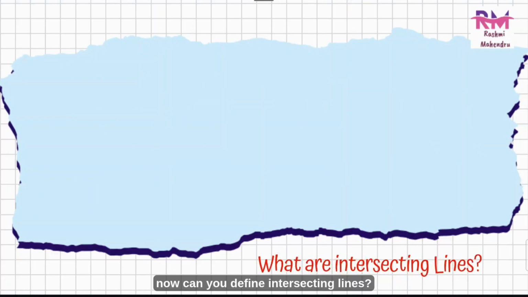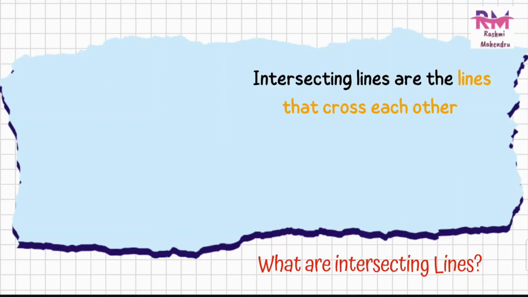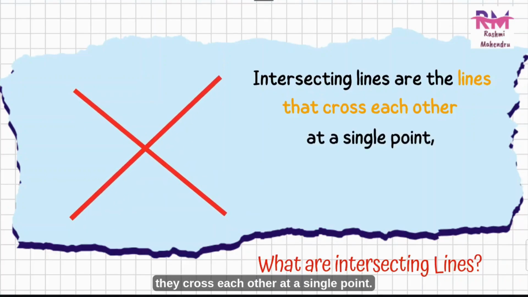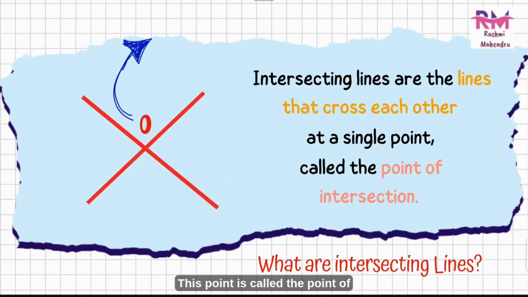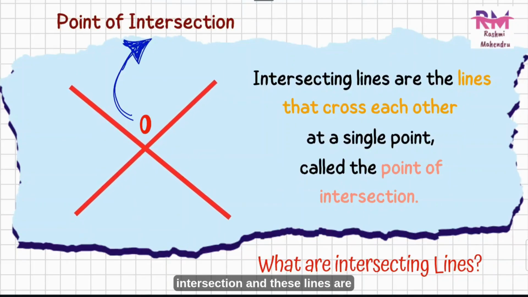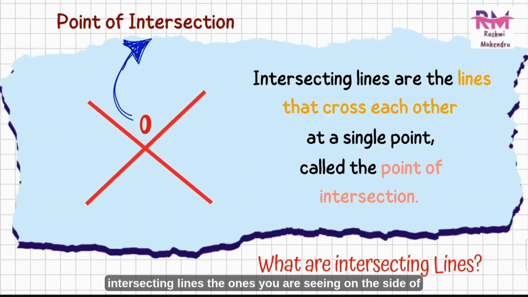So now, can you define intersecting lines? Intersecting lines are the lines that cross each other, and they cross each other at a single point. This point is called the point of intersection, and these lines are intersecting lines, the ones you are seeing on the side of the screen.